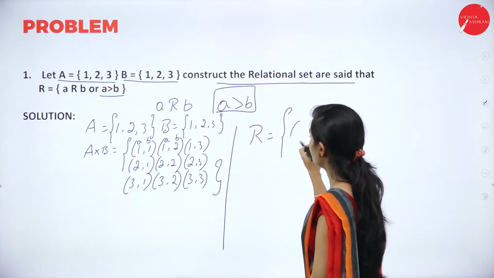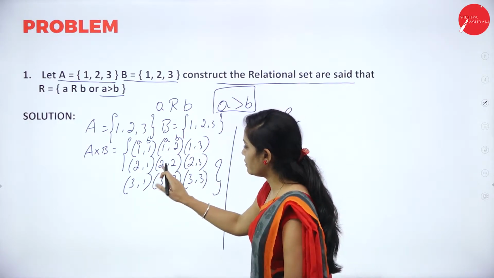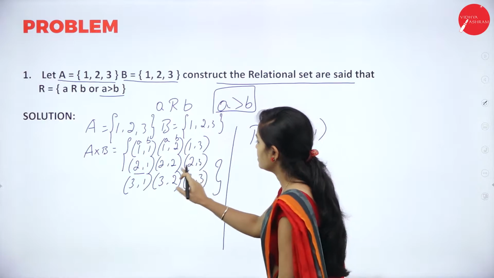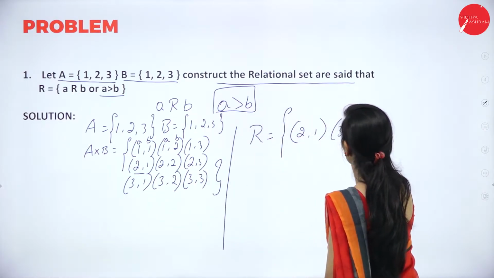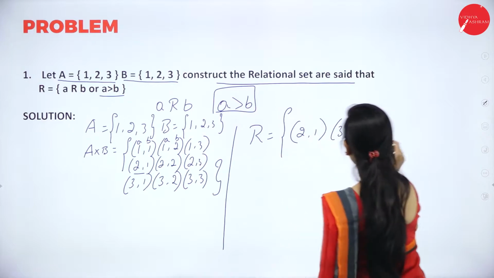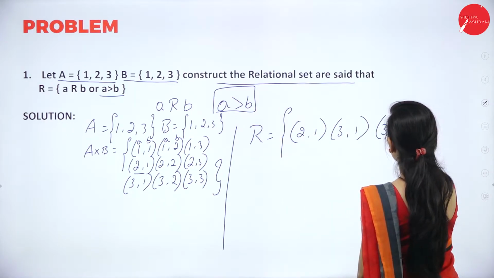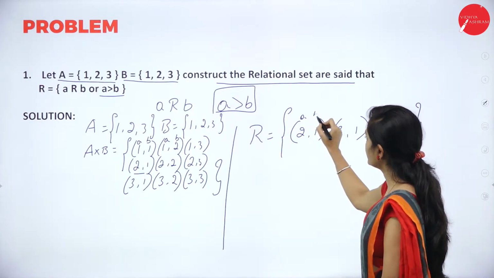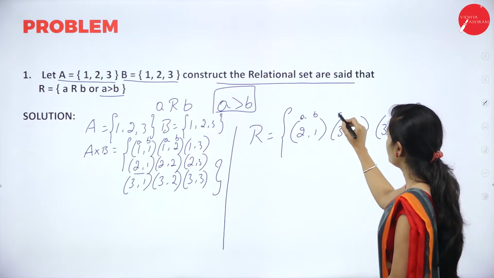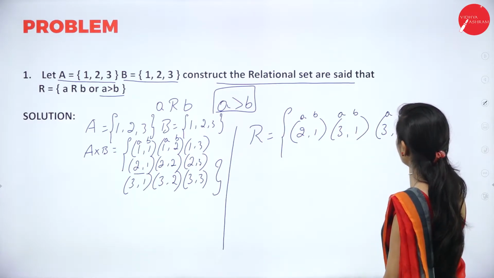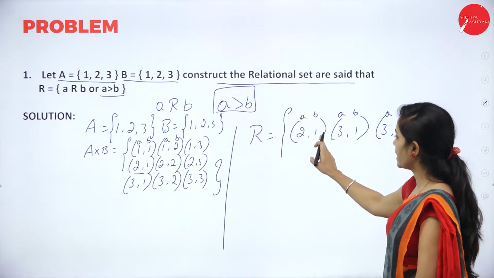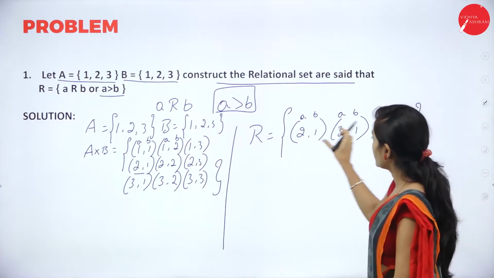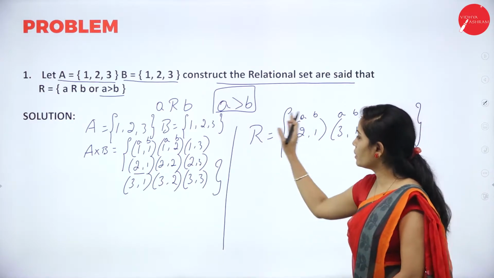So R is equal to, A value is greater than B value means you can consider (2,1) and (3,1) and (3,2). So we got 3 values. A value is greater than B value, right? So 2 is greater than 1, 3 is greater than 1 and 3 is greater than 2. So totally we got 3 values. So this is your relation.